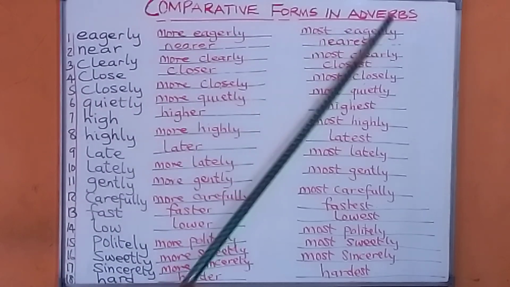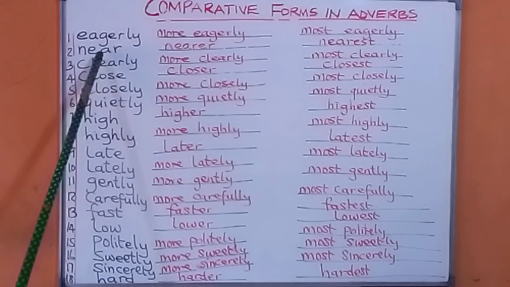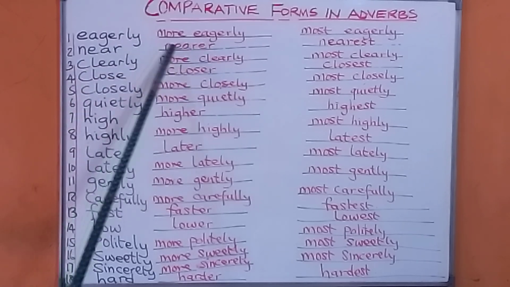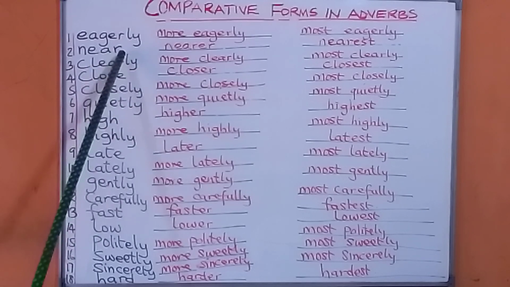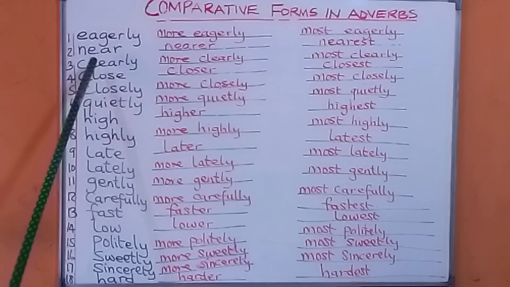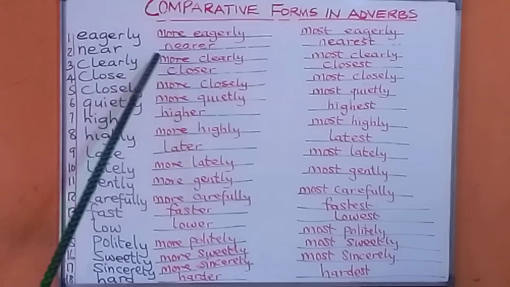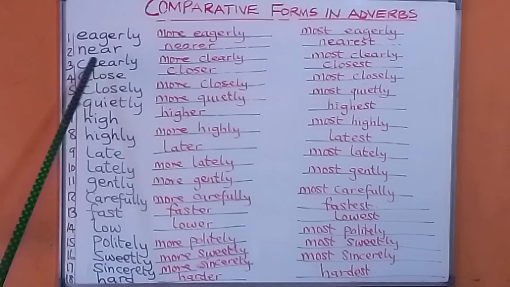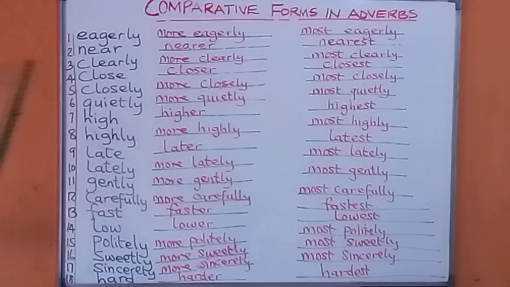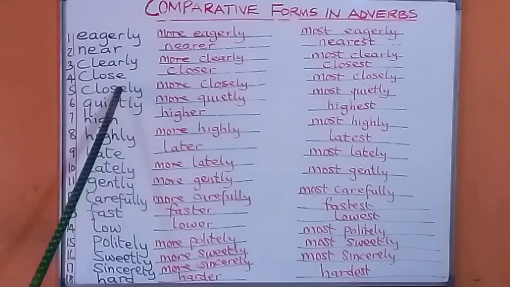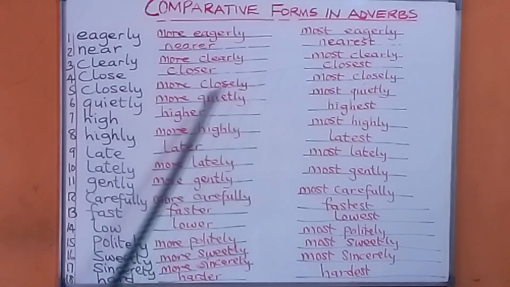Eagerly, more eagerly, most eagerly. You have near, no ly here, nearer, nearest. But if you have nearly, then you put more nearly, most nearly, if you have ly at the end. Here clear. Here you have clearly, more clearly, most clearly. But if you have clear only without ly, you put er, clearer, clearest. Look at this one, close. There is no ly here, closer, closest. But closely, more closely, most closely.